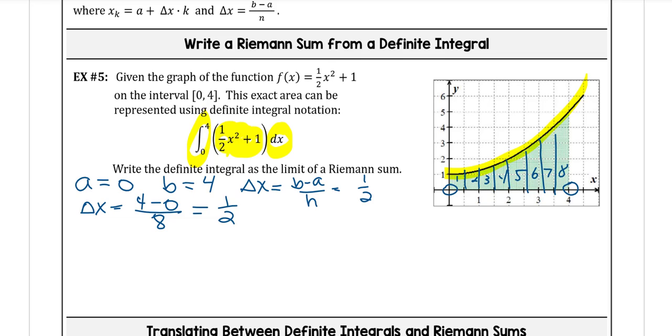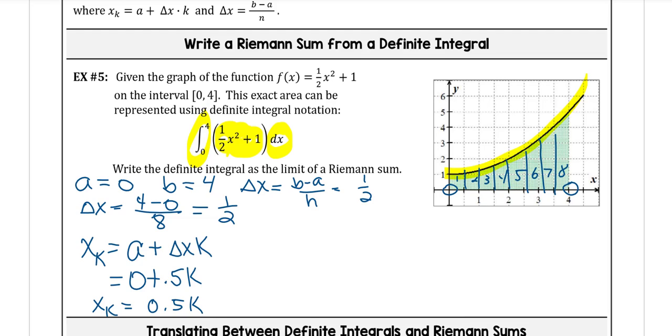Okay, so now the other thing we need, now that we did our delta x, is our x sub k. We get that by taking a plus our delta x times k. In this case, our a is 0, our delta x is 1/2, and we have k. So x sub k is just going to be 0.5k. So now we can write our Riemann sum.